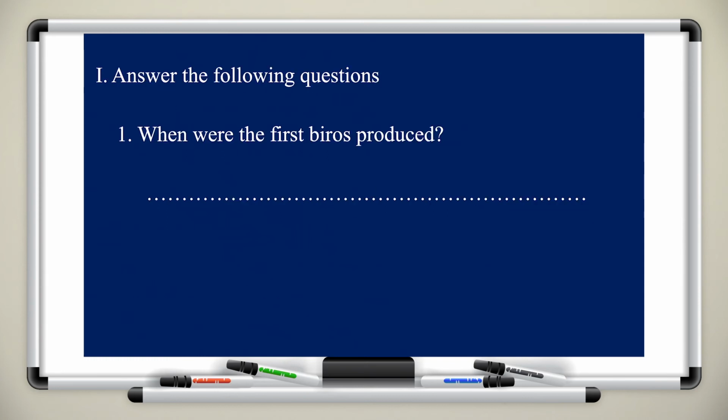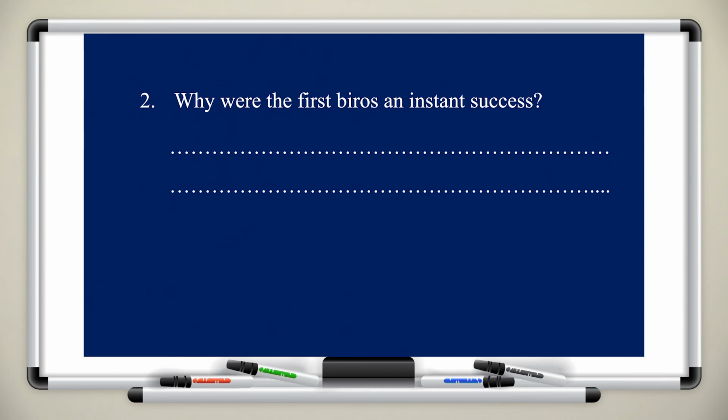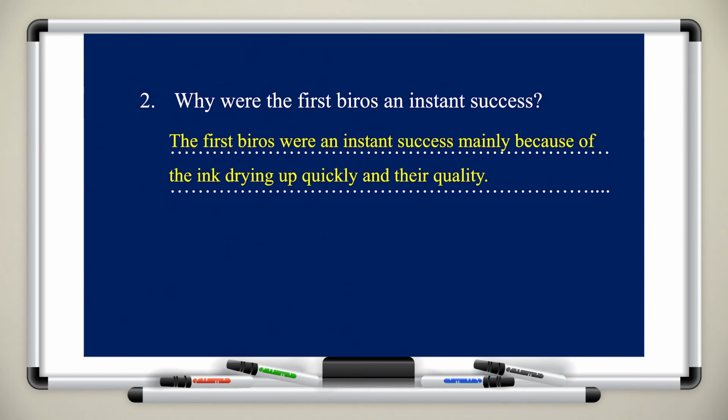Now we go to the productive questions. We want to answer the following questions. When were the first Biros produced? So we go back to the passage and we will find the answer that the first Biros were produced back in 1943. Question number 2. Why were the first Biros an instant success? So why were they successful? Mainly because of the ink drying quickly and their quality. Okay, because the ink was something new to them, it could dry very quickly.